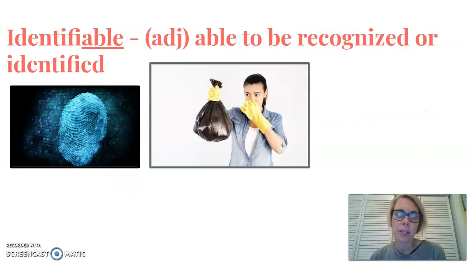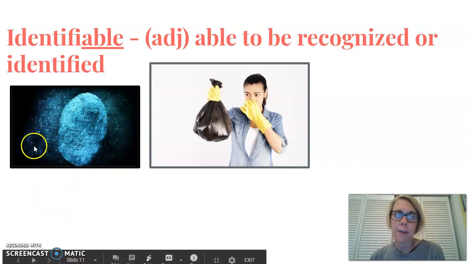The next word is identifiable. Say identifiable. We've added the suffix -able to the word identify, which makes it an adjective, meaning able to be recognized or identified.